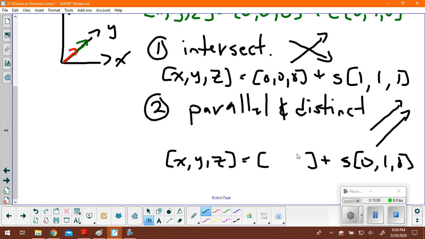Okay, now to make sure it isn't the same as the y-axis, that means the point that it passes through can't be on the y-axis. It can be anywhere else in space, it's not on the y-axis. So maybe I'll do 1, 0, 1. Okay, and that's not on the y-axis.